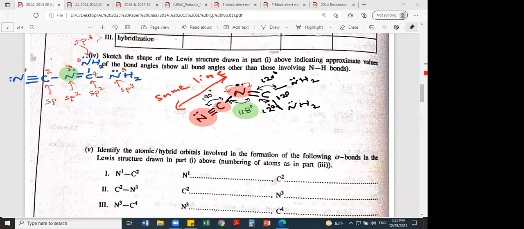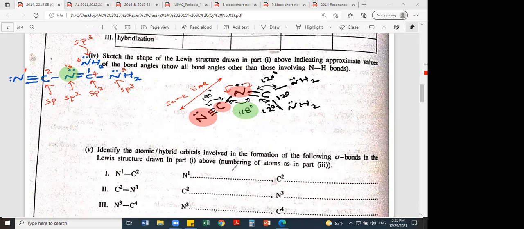Can you all see the screen clearly? Okay. Here's how you get it. Same line. That is because some people ask which atoms lie on the same line. Now you can complete part 5 easily. With this understanding, you can easily complete part 5.